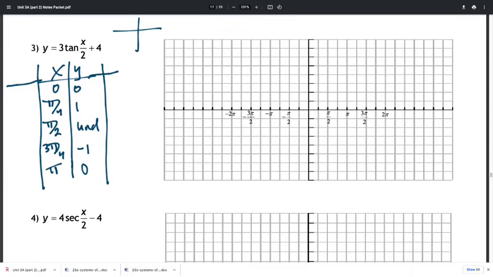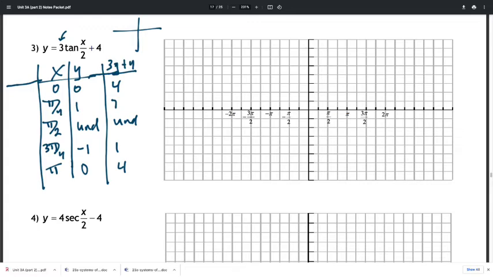Okay, for this one, I've done the original table for tangent. To each of my y's, I'm going to multiply them by 3 because of this 3 right here, and I'm going to add 4. And so this becomes 4, 7, undefined, 1, and 4.